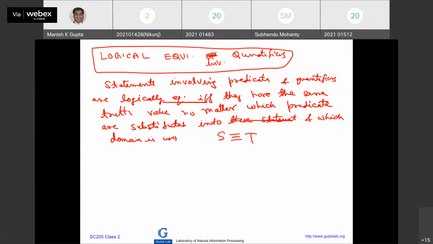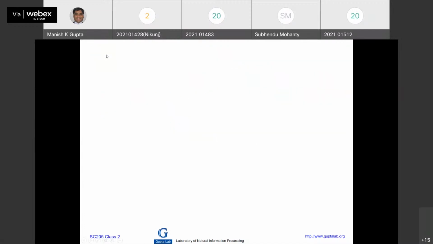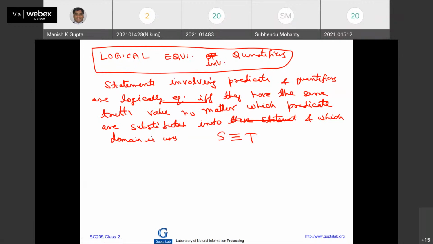Let me give you an example. I think it will make it clear. And I think this is the last example, so after that, I think we are done. It's a small example, then you can enjoy after that, right?